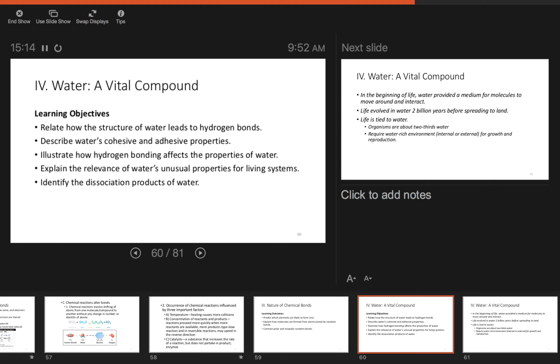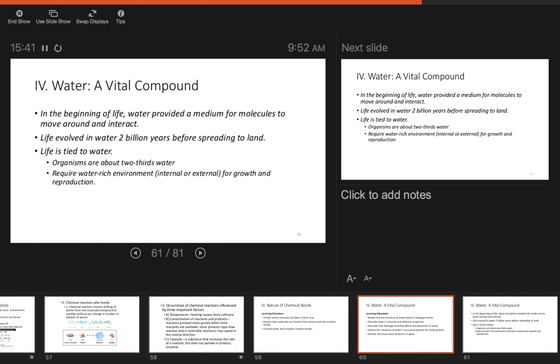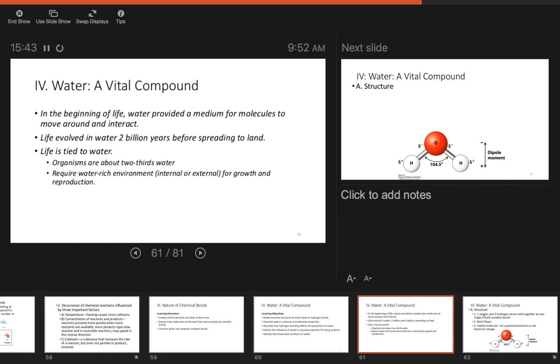Section 4 deals with water, which is a very vital compound, especially to life. So I'm going to talk about hydrogen bonds, talk about some properties of water like cohesive and adhesive, as well as some other properties that are associated with hydrogen bonds. Then talk about the relevance of water and their unusual properties and how they relate to living systems. And then talk a little bit about dissociation products of water, because water can break down into its parts and then reform. So in the beginning of life, water literally provided a medium for molecules to move around and interact.